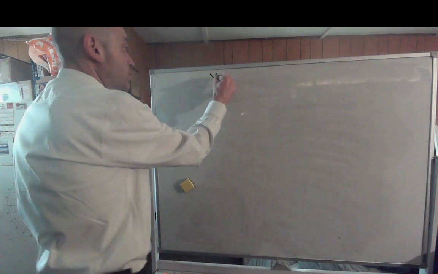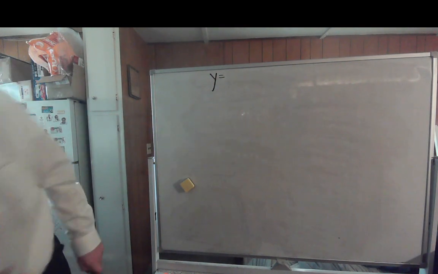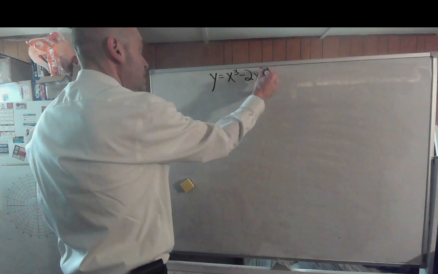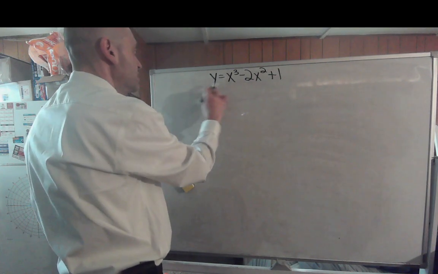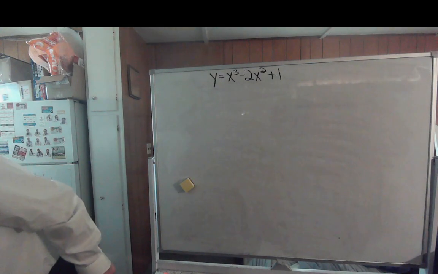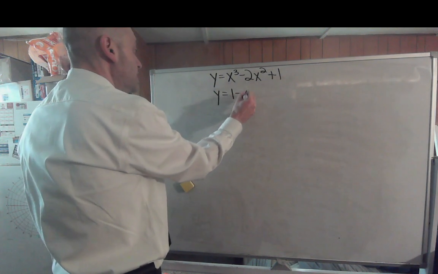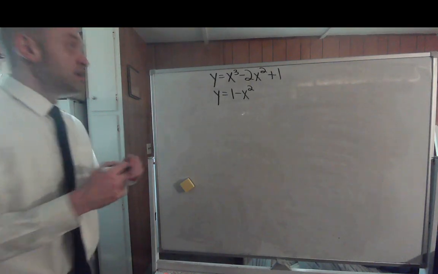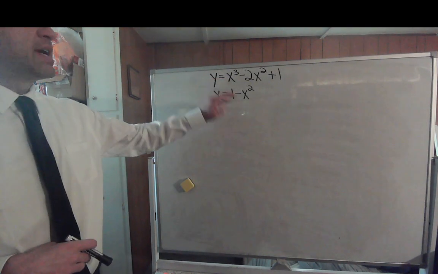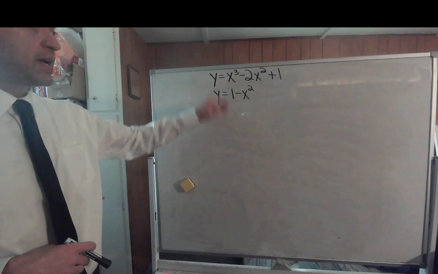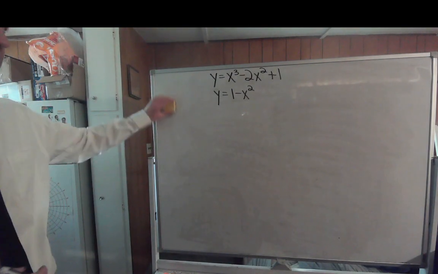I got 4 more exercises, then we're done. So, got a cubic one here with a quadratic. So y equals x to the third minus 2x squared plus 1, and then y equals 1 minus x squared. So we actually have a cubic equation and a quadratic equation. We need to figure out where these intersect. A cubic curve and a parabola, where do they intersect?